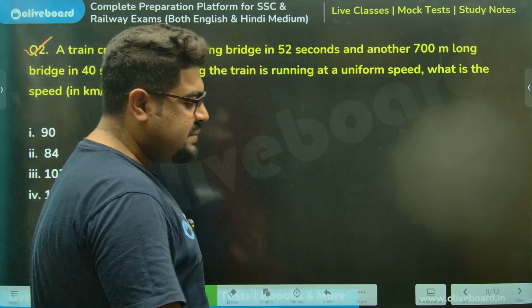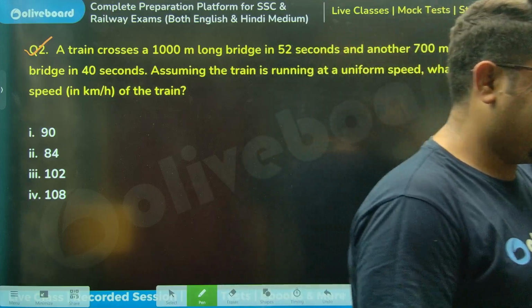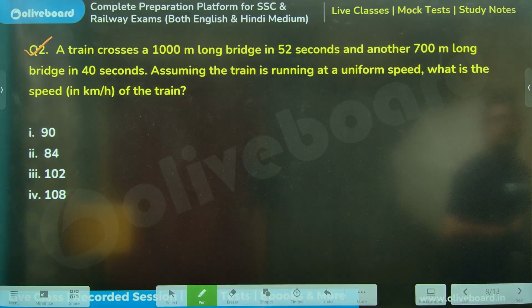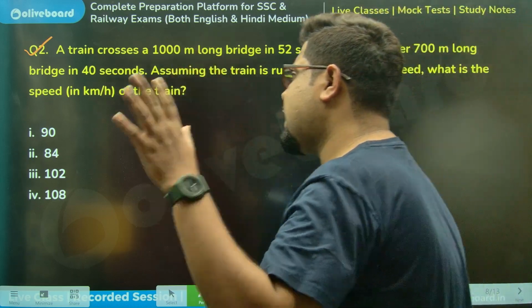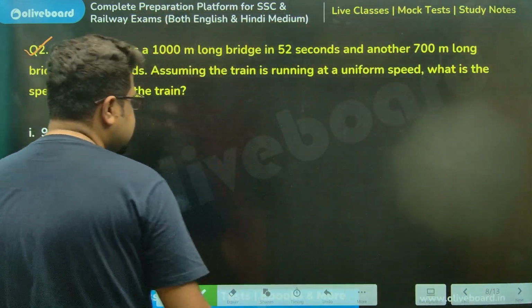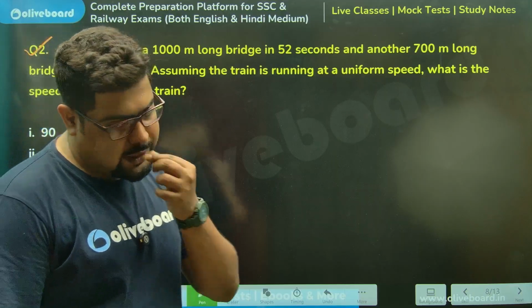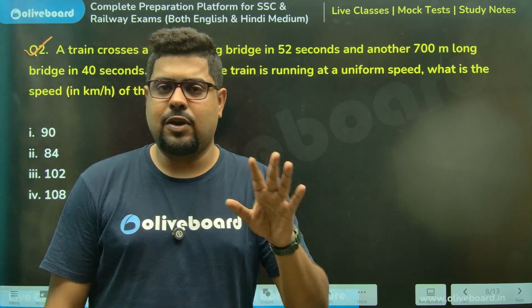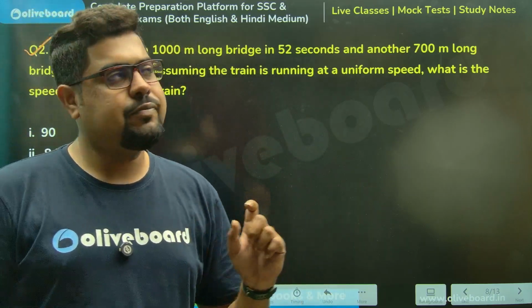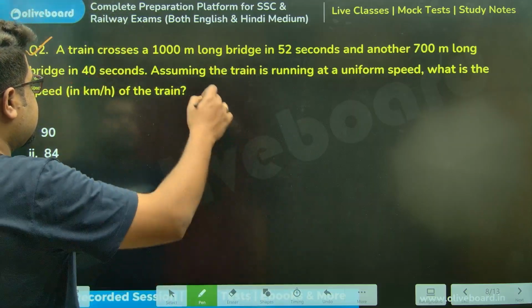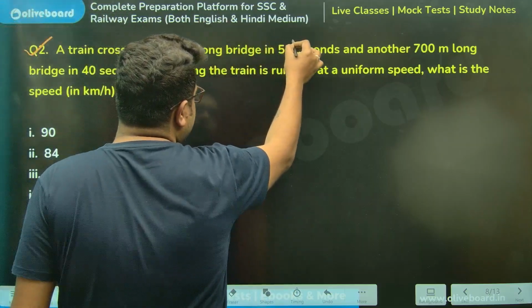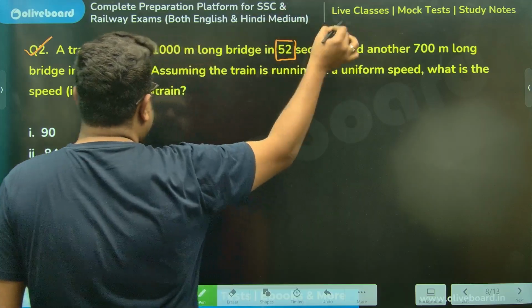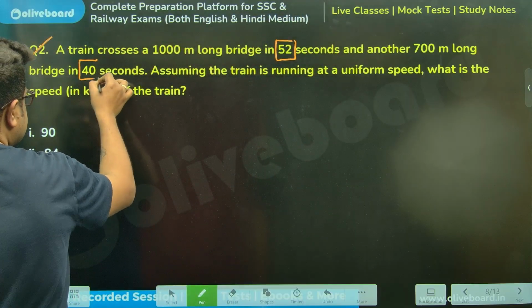Question number 2, sir. Read the question first once. Very simple question. 1000 meters in 52 seconds, 700 meters in 40 seconds. You can make equations and try to solve this, but I'm giving a shortcut. Shortcut meaning a shortcut way of thinking, not any formulas. Think, sir. 1000 meters, it is taking 52 seconds, and 700 meters, it is taking 40 seconds.